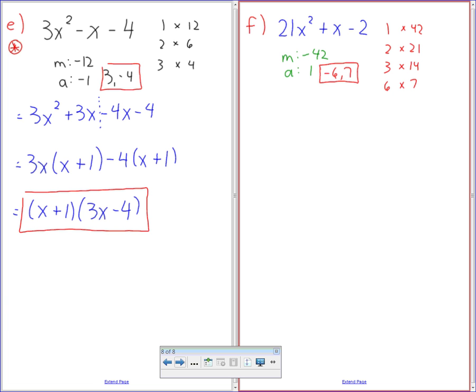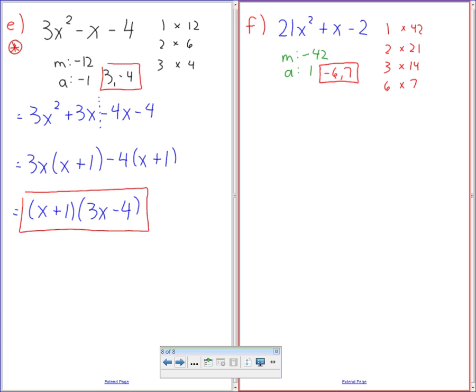Why, can somebody tell me other than Cassidy, why would 6 and negative 7 be incorrect? This is what happens all the time to people. What's wrong with 6 and negative 7? Yes. Negative 1, right? It has to be a plus, okay? So please be aware of that, okay? Because that happens all the time for people.